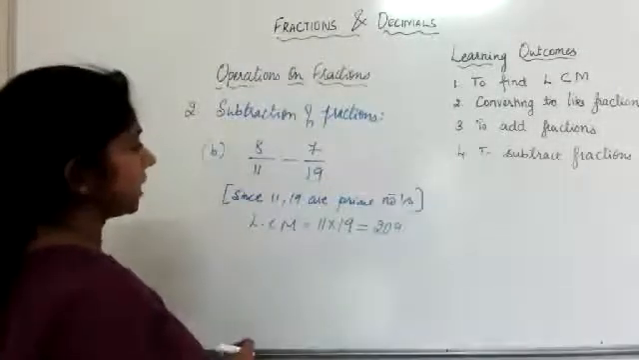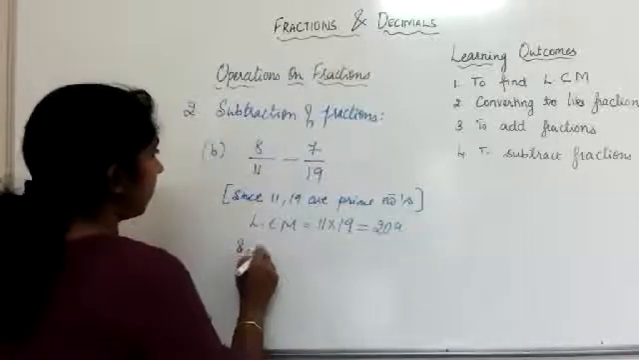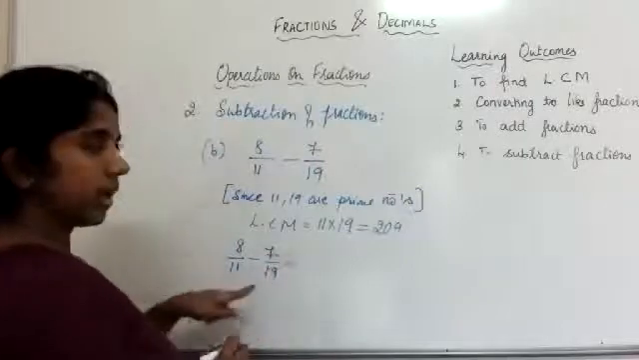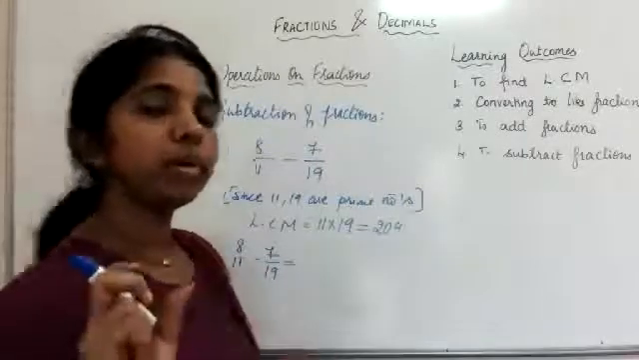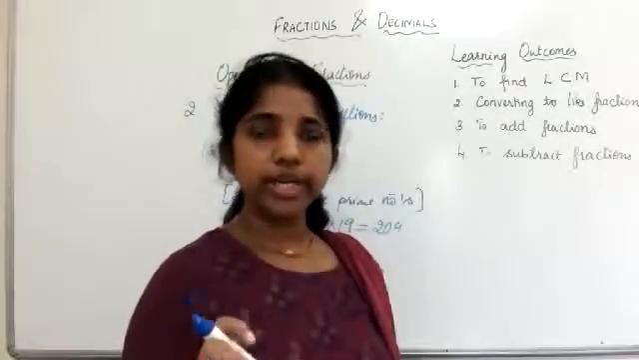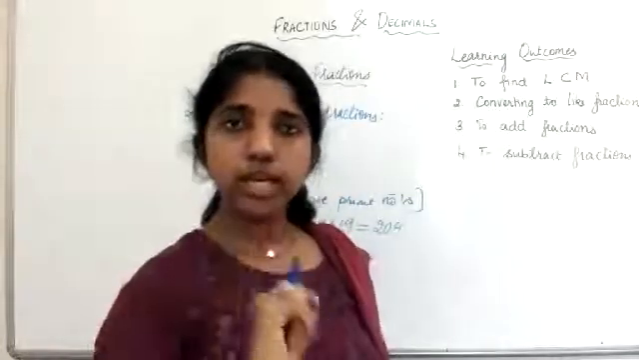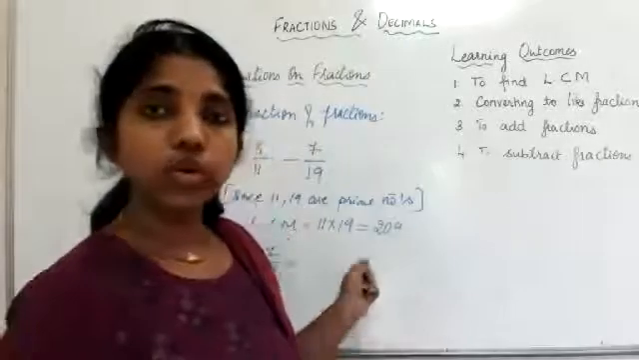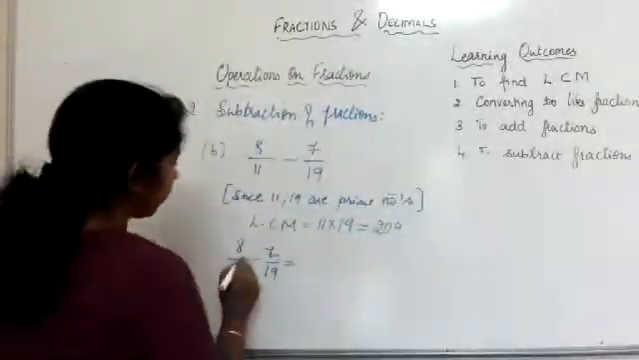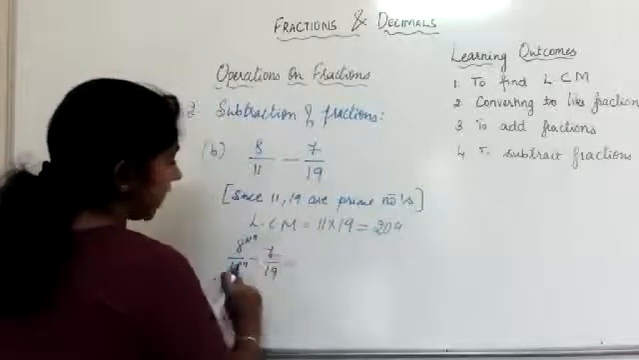Yes. Next. Okay, we have got it. So it will be 8 by 11 minus 7 by 19 will be equal to, again, what did I say? When the product of the denominators is your LCM, you can do the cross multiplication of the denominators to convert into like fractions. So 19 will be multiplied here and here also.